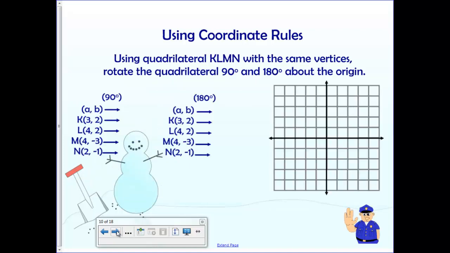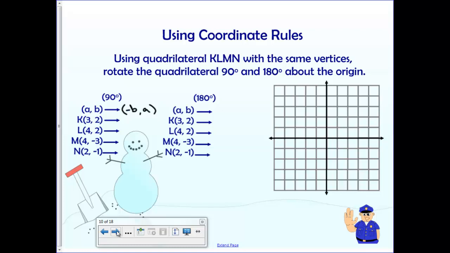So how about here? I'm using the same 4 points, but now let's rotate 90 degrees and let's also rotate 180 degrees. If I rotate 90 degrees, what does the rule for 90 degrees say? This is where you've got to have your notes handy. Negative b, a.